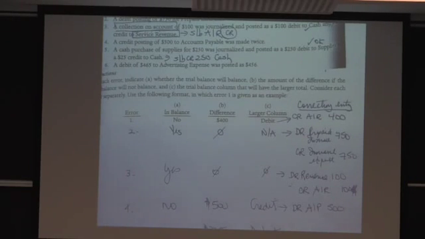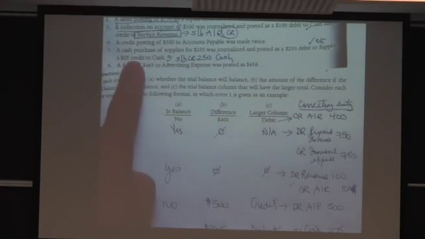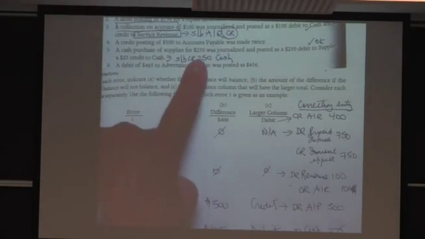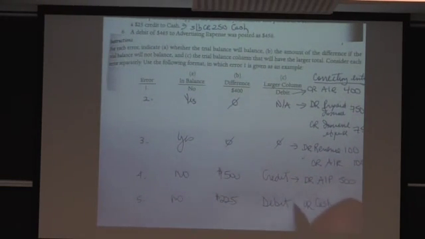So what's the correcting entry? The correcting entry is going to be a one-sided entry. It's going to credit cash for $225. They only credited $25. They should have credited $250. That's why I need to credit cash an extra $225.